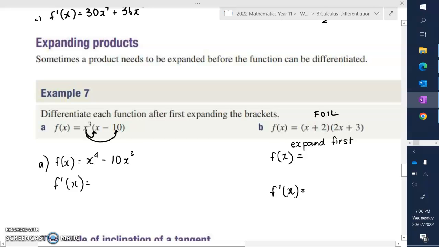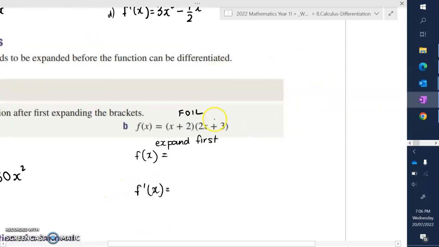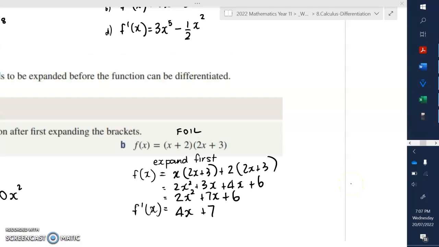So pause it there. Check you can do it. I've expanded this to become here, and then we're going to differentiate that. Okay, by differentiating, this is what I end up getting as my f dash of x. Let's go and expand the second one and then see if you can get the derivative, and we'll just check with each other's answers. Okay, so I've expanded the first one, taken the derivative, and that's what my answer is.